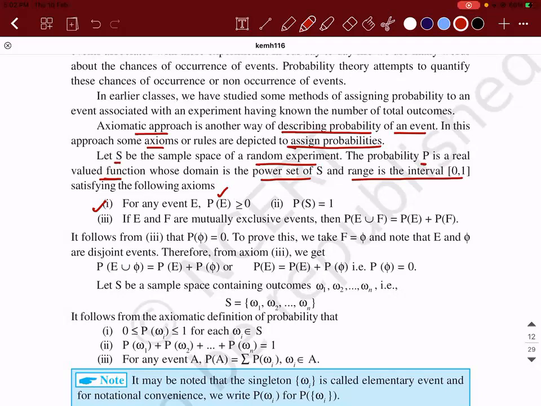I hope you're able to understand, right? Because the probability of any outcome can be 0 when it is completely failing, or it can be greater than 0, and it will be less than or equal to 1 also. So if I take the probability of the sample space, what is it going to give us? It is going to give us 1. Third, if E and F are mutually exclusive events, then the probability of E union F is equal to the probability of E plus the probability of F.